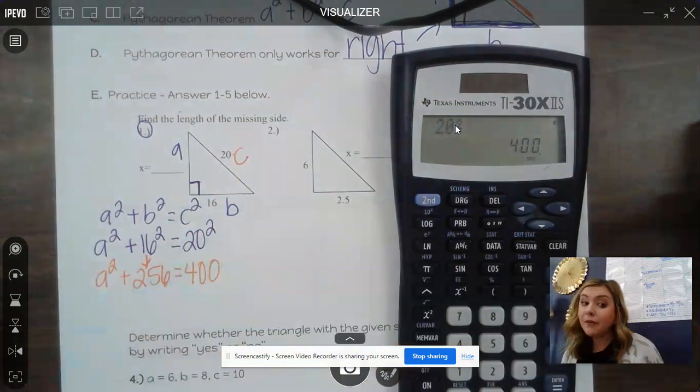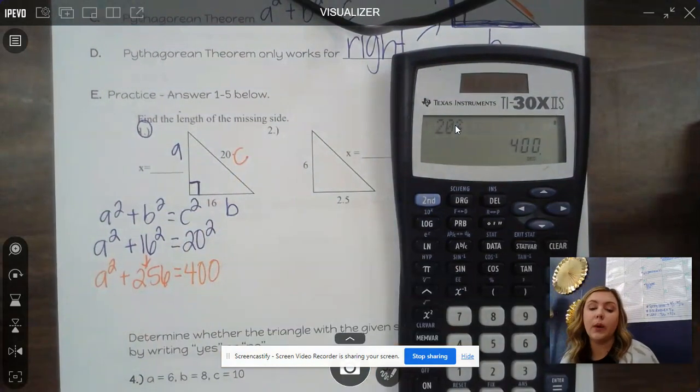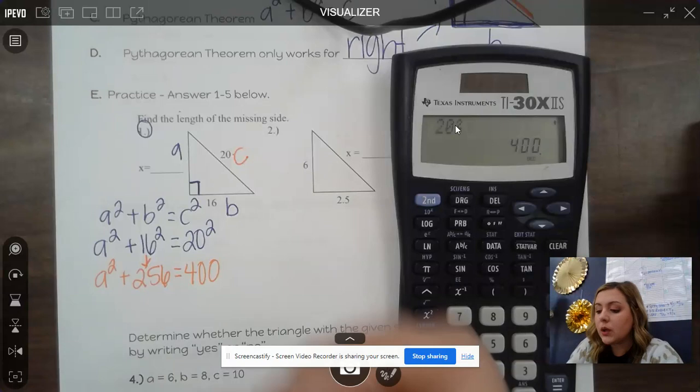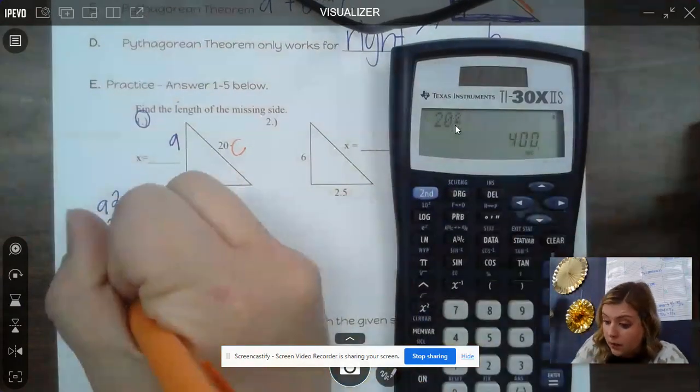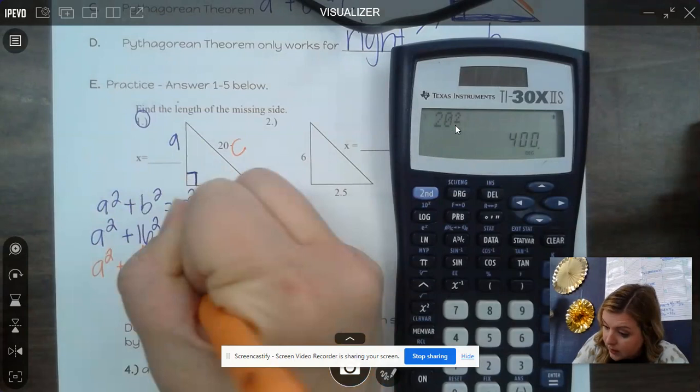So I now have technically a two-step equation, okay? But we have to remember that that squaring is not like a normal coefficient. When we get rid of the squares, we're going to have to do the square root, all right? So we're going to bring this over in normal equation fashion as doing the opposite of plus 256, which is minus 256.